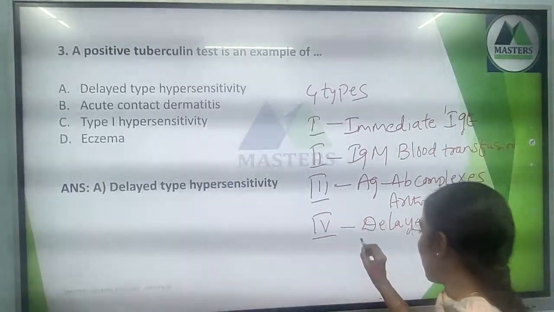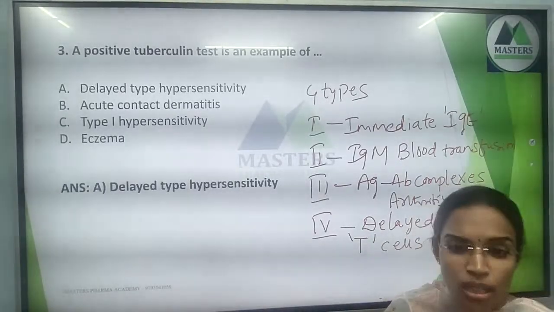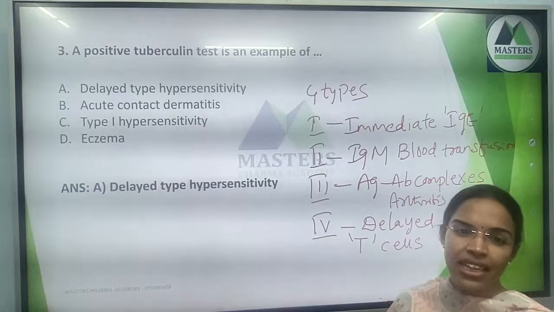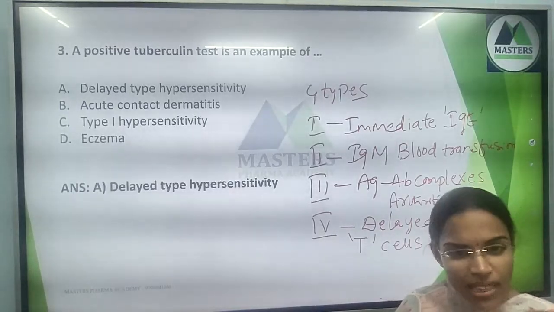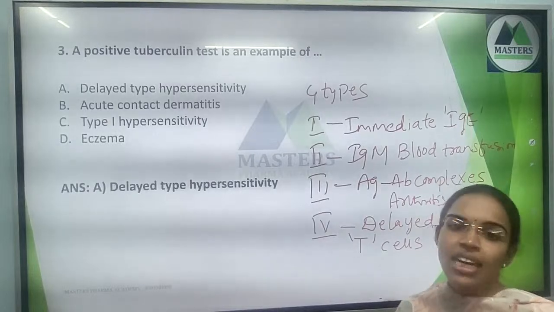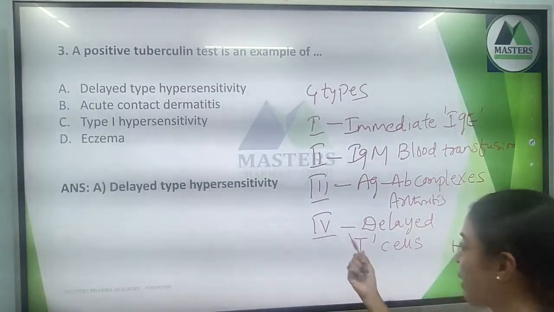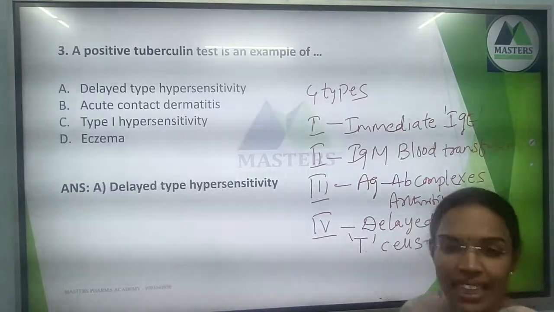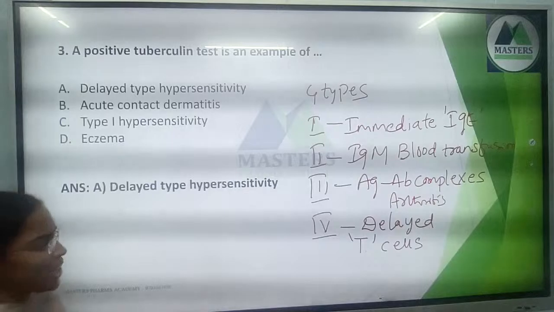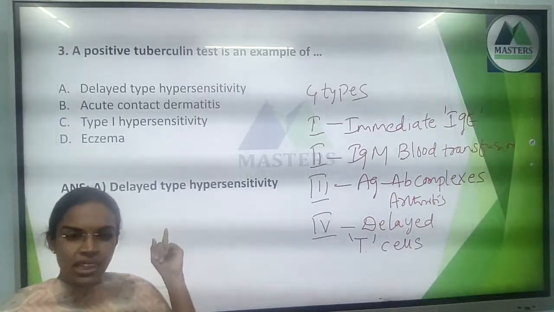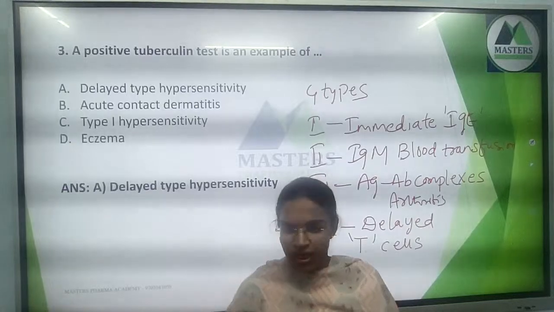Type 4 is mediated by T cells. So when a question appears like T cell mediated hypersensitivity reaction, then the answer should be type 4 or delayed hypersensitivity reaction. The mediator here is T cells. The examples for delayed hypersensitivity reaction are the tuberculin test and graft rejection reactions.